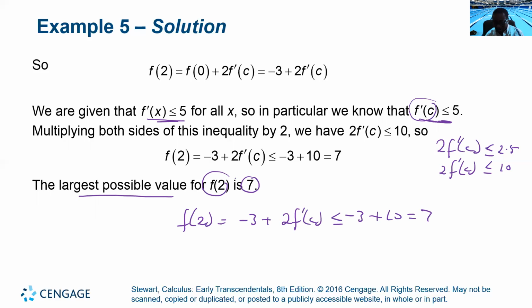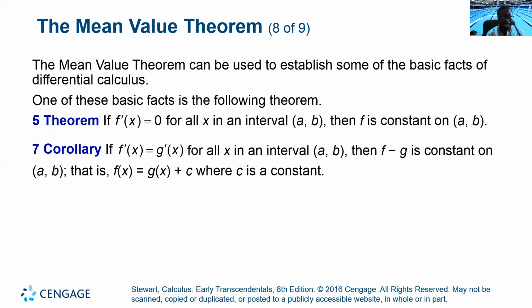Okay. Now, here is a corollary of the theorem that we talked about, in terms of constant functions. The mean value theorem can be used to establish some of the basic facts of differential calculus. These are the two. Theorem number 5 says that if f prime of x is equal to 0 for all x in that interval, then f is constant over that interval.